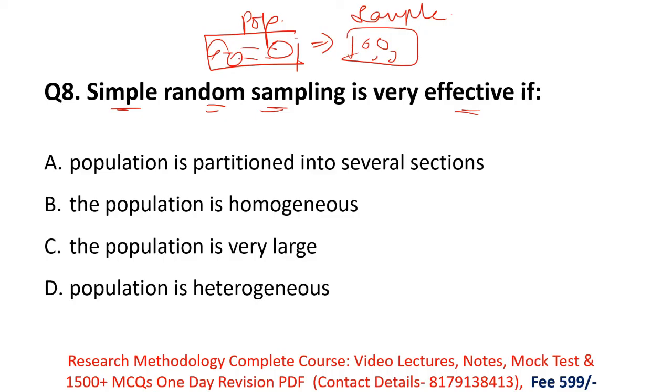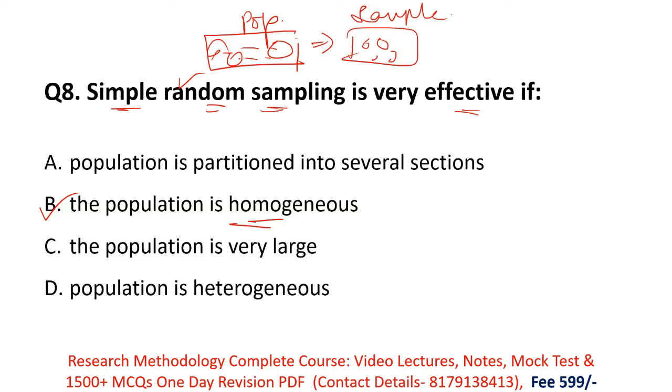So simple random sampling is very effective if. So we'll see some options. So remember, researchers always select simple random sampling if the population is homogeneous. So here option B is correct, because when your population is homogeneous, then only you can select your sample randomly. Okay, this is the fact. When your population is homogeneous, then how will you select your sample? By the random sampling method. So here option B is the correct answer for this question.